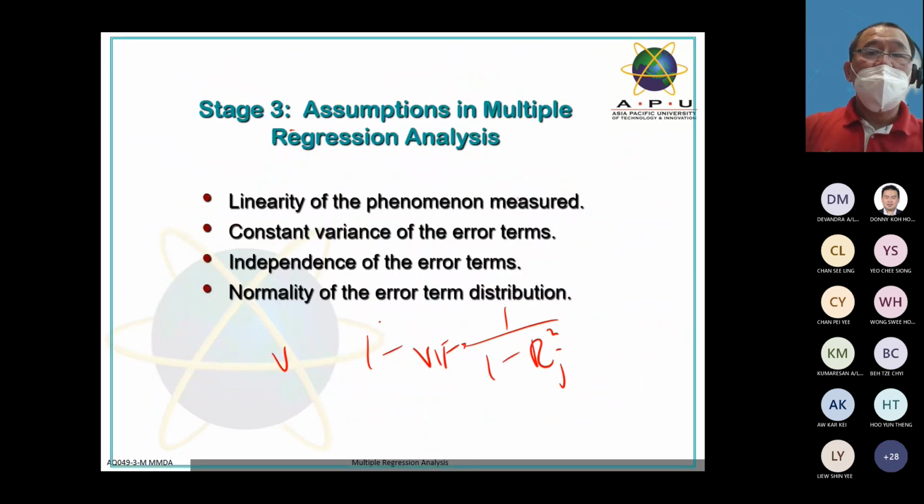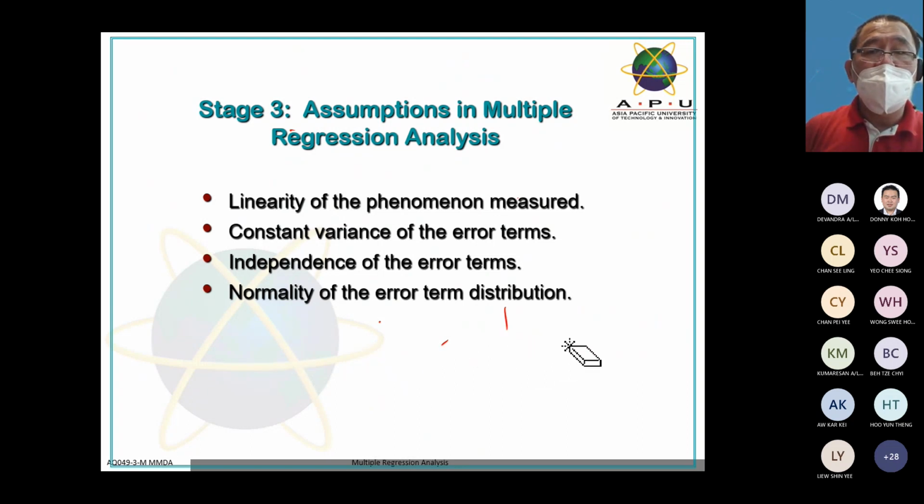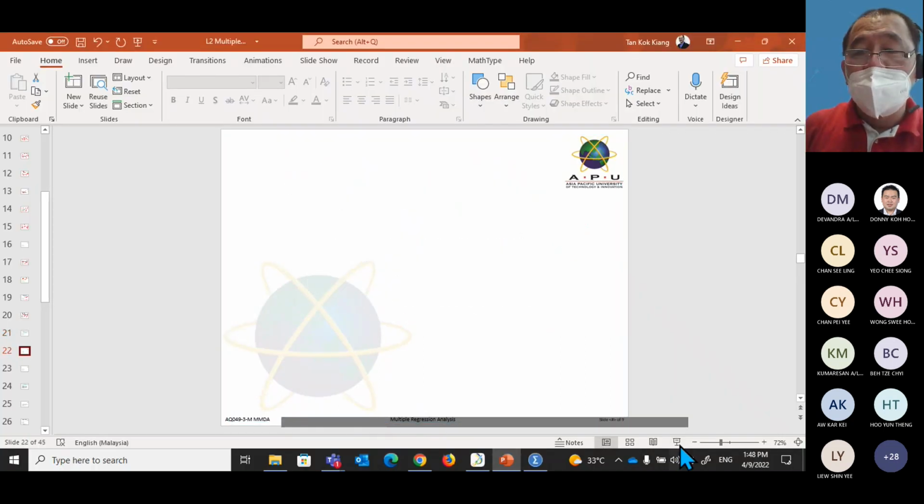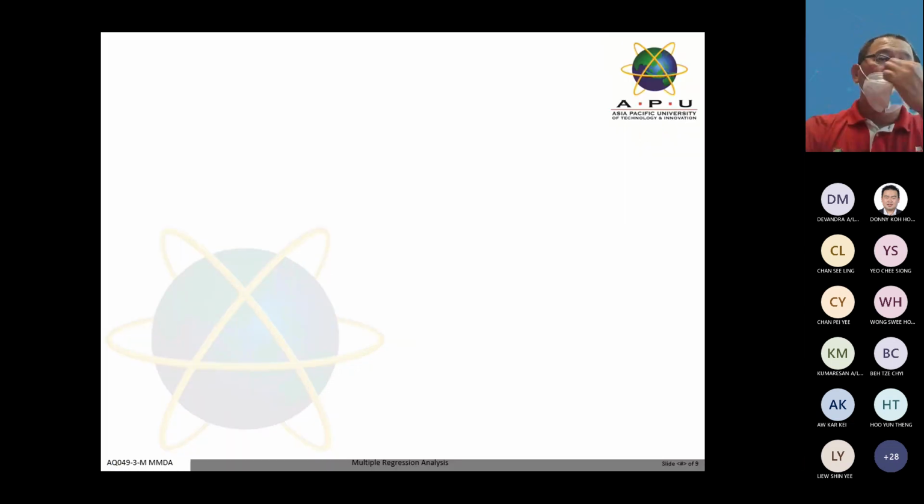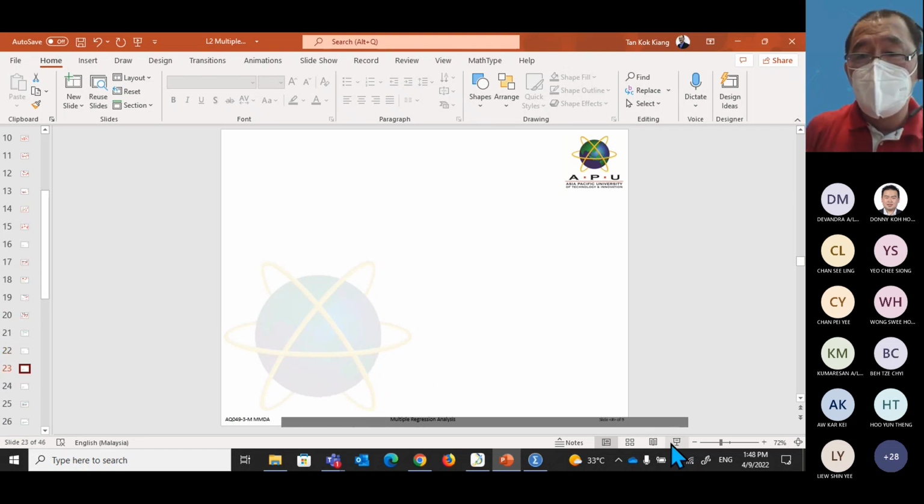So you see, these are the four assumptions in multiple linear regression. Linearity, we can test using SPSS. This one we cannot. I can show you the diagram, the diagram is also quite interesting. Constant variance of the error terms. Okay, you see now. I show you two.